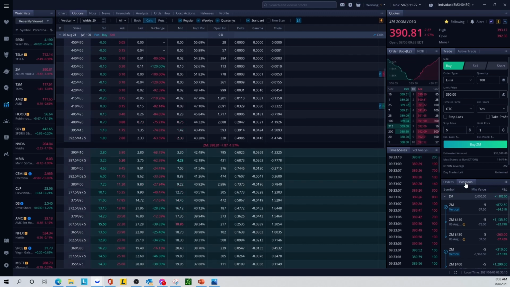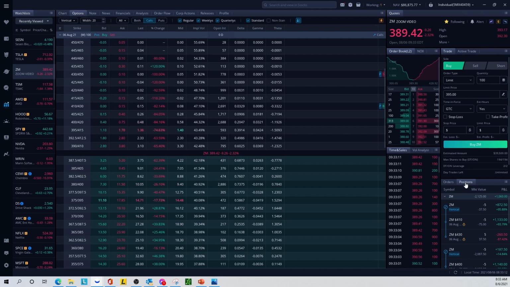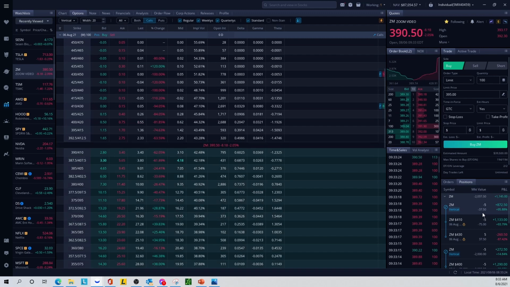Or if you're feeling pretty confident, you can just let this expire, and then if it does expire out of the money, you will collect the entire premium. You'll capture the entire premium that you collected to open the trade.